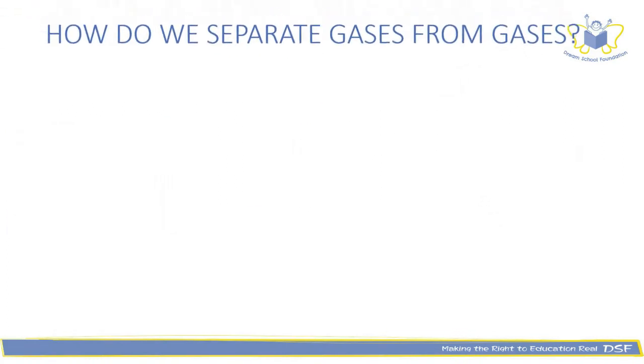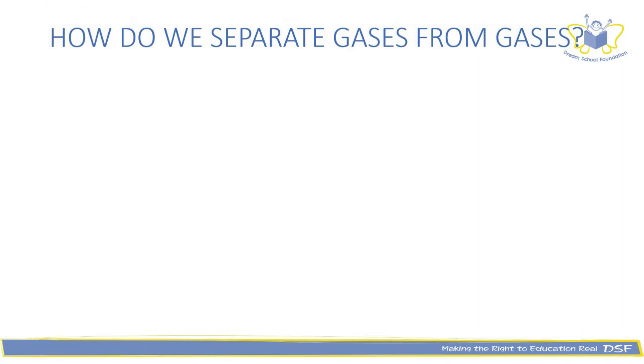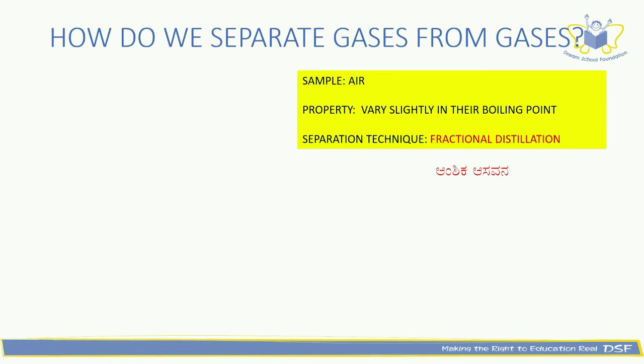Now let us see how we separate gases from other gases. The sample out here is air, a mixture of gases. We studied how miscible liquids can be separated using distillation, right? Now, how about a mixture of gases? Can we use something similar? Yes, and we call it fractional distillation.